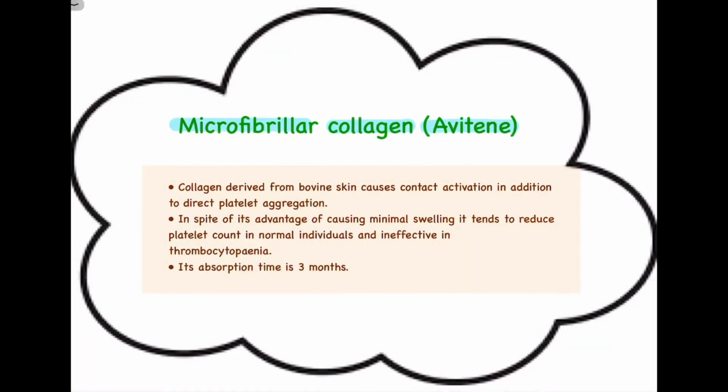Next we have microfibrillar collagen, also known as Avitene. This type of collagen is derived again from the bovine skin, and it may cause contact activation in addition to direct platelet aggregation at that site, right? So in spite of its advantages, causing minimal swelling, it reduces the platelet count drastically, right? Therefore this microfibrillar collagen is ineffective in cases of thrombocytopenia, and its absorption time is also a bit more. It is about 3 months.